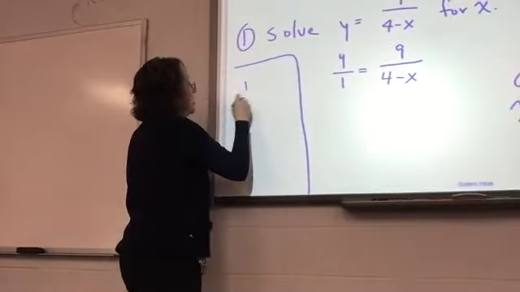Why am I doing this? I'm on the simplify step. I don't like fractions. I always think about simplifying fractions. So we're going to cross multiply.